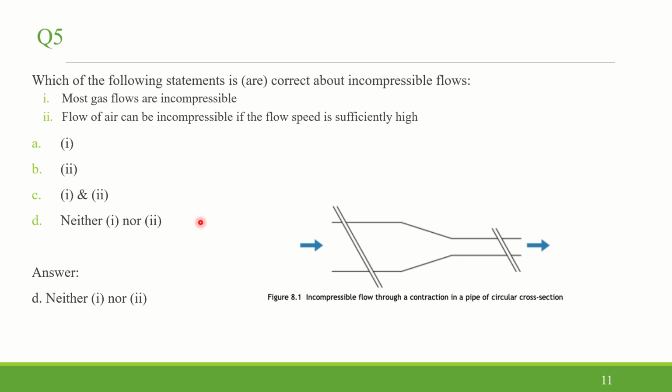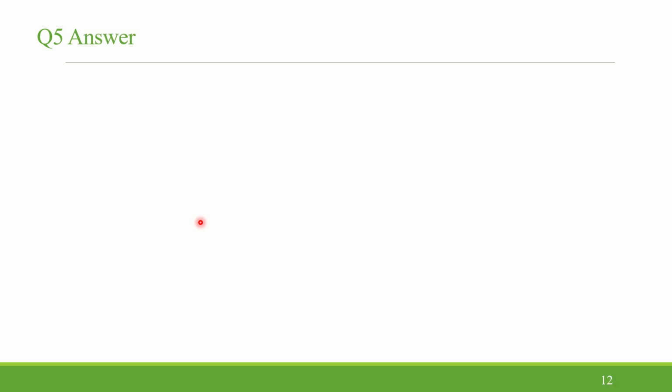Option D is the right answer, because we cannot generalize that most gas flows are incompressible, since it depends on the Mach number. Similarly, flow of air can be incompressible if the speed is very low, but otherwise it is compressible. So neither 1 nor 2 is the right answer. Now we will go to the next question, question 6.